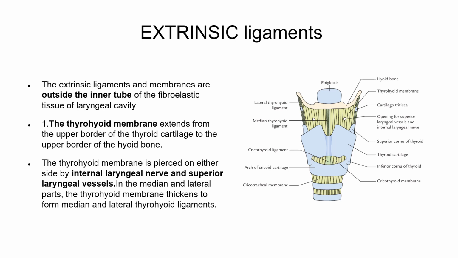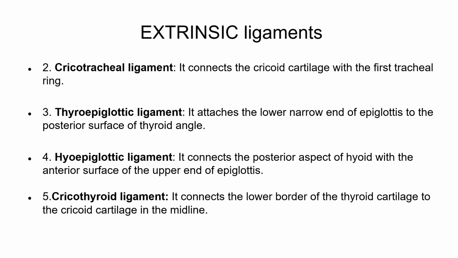So here in this picture you can see these two dots in this green structure. This one is the thyrohyoid membrane, which is pierced by internal laryngeal.